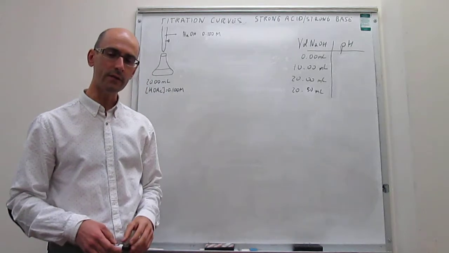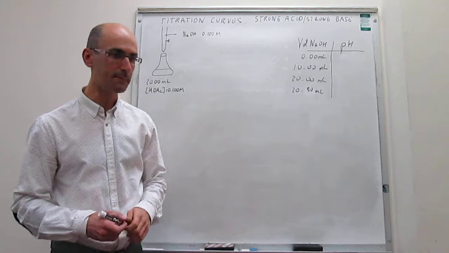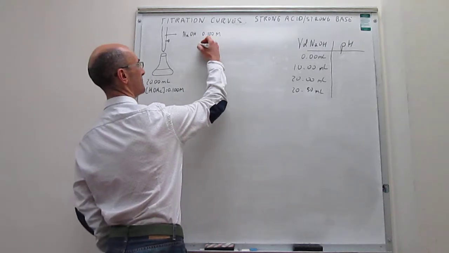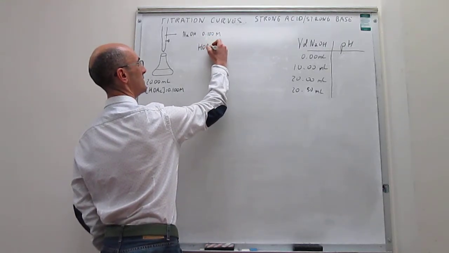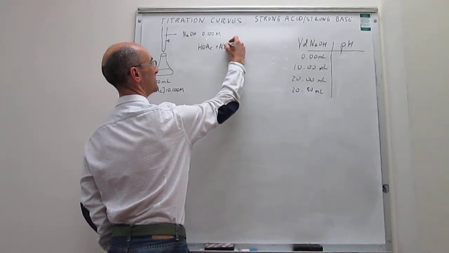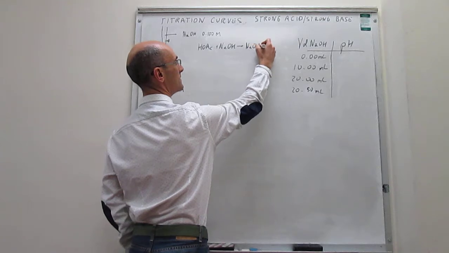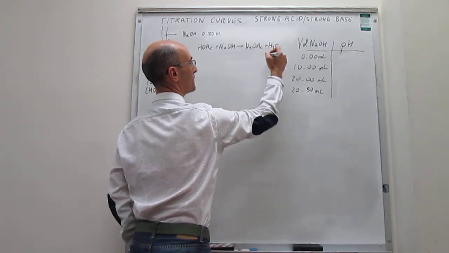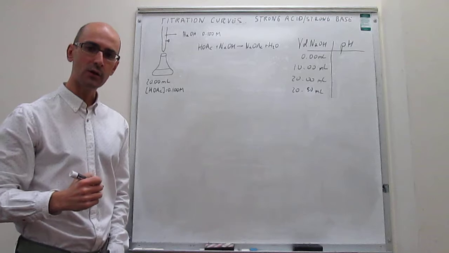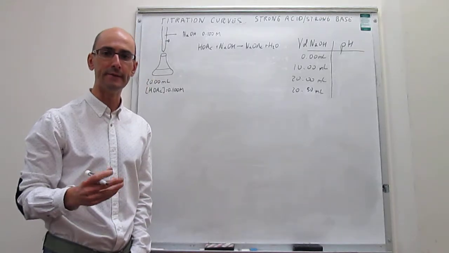All right, let's first write what the reaction at hand will be. The reaction is acetic acid reacting with sodium hydroxide to generate sodium acetate and water. All right, great. So let's go to the first point where we only have the acid.